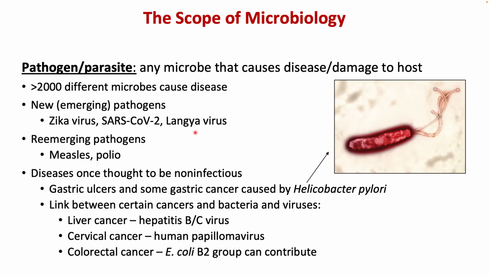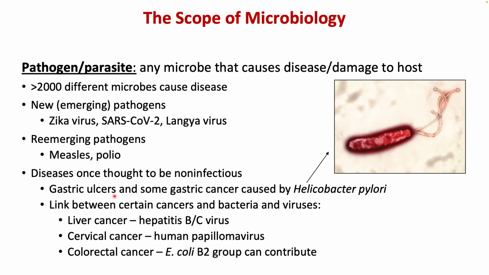One of the most common ones is actually measles and polio, which is seen in younger humans. When you are young and you don't get vaccinated, you easily contract measles and polio. And we also have diseases that we once thought were non-infectious. Some examples are gastric ulcers and some gastric cancers, which are caused by Helicobacter, a bacteria which is responsible for several ulcers in humans.